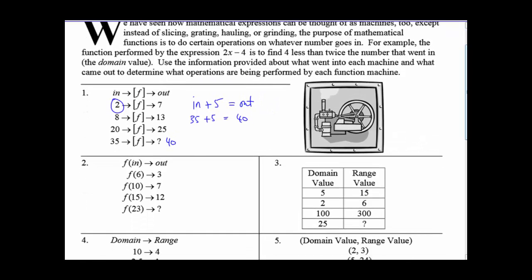Number 2, we're taking a function. We're going to input something and then again get an output. So if we input 6, out comes 3. If we input 10, out comes 7. If we input 15, out comes 12. So what is actually happening? Input, output. Hopefully you notice you are actually subtracting 3. So we're going to input a number, subtract 3, and get the output. So 23 minus 3 equals 20.